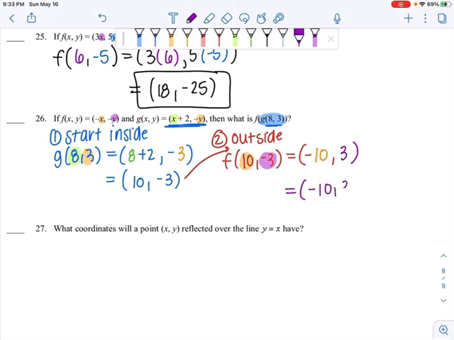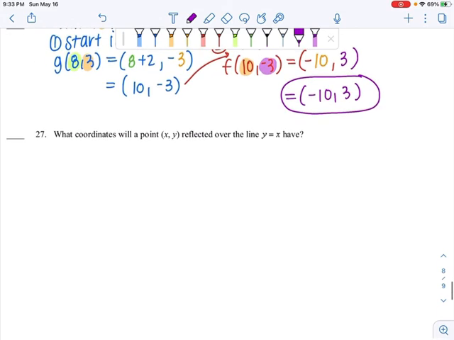Okay, last but not least, what coordinates will a point (x, y) reflected over the line y equals x have? So y equals x, okay, we want to reflect over that line, y equals x. That point would give me (y, x). And that would be my final answer, okay?